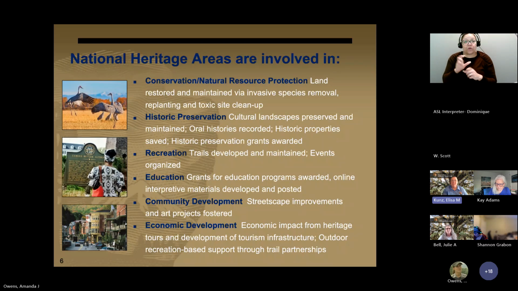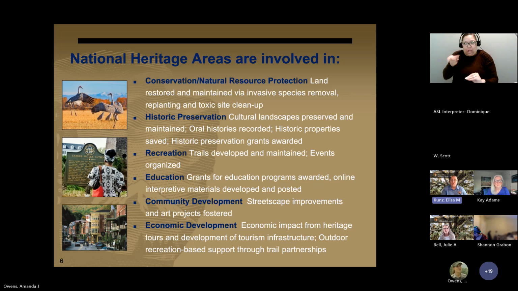So the different activities that a national heritage area is involved in can be multiple. It really depends on the community itself, what resources they have, and how they choose to talk about their area. There are broad categories that allow these regional entities to really connect with their people, to make sure they're telling the stories that their people think are important.